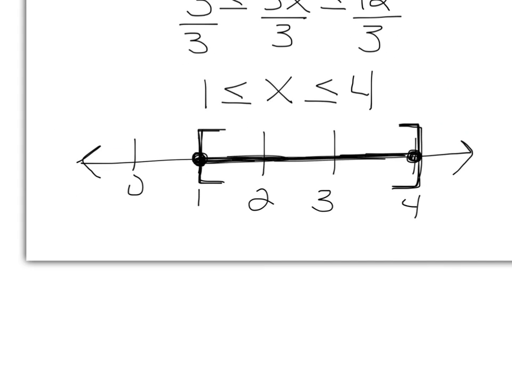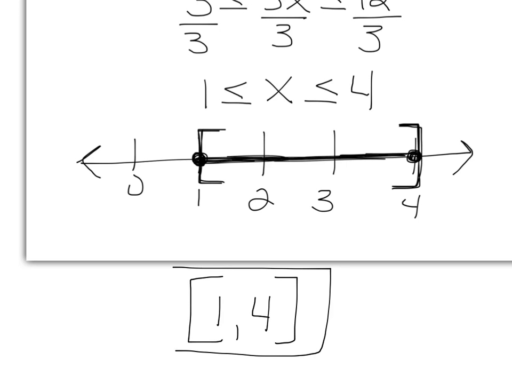So now when we go ahead and write it, bracket on the graph means bracket in our interval notation. Starts at 1, goes to 4. Bracket on the graph means bracket in interval notation.